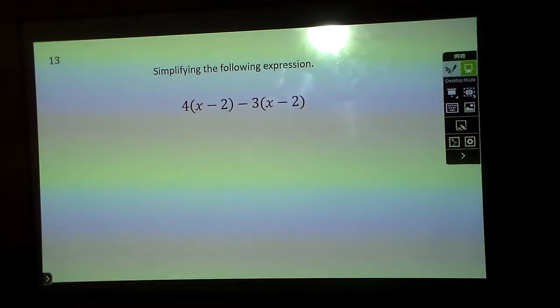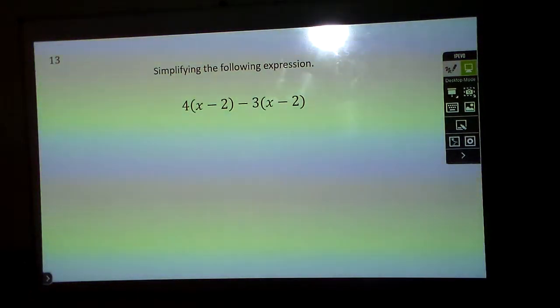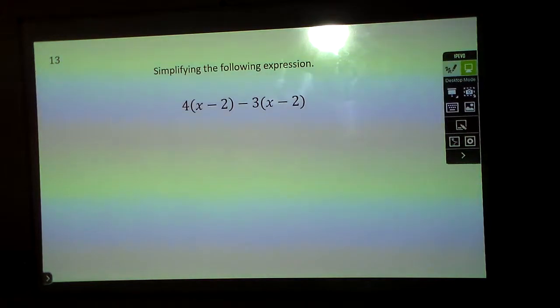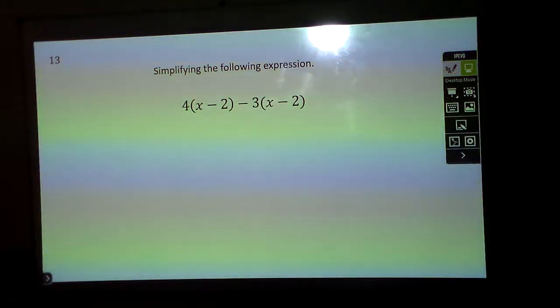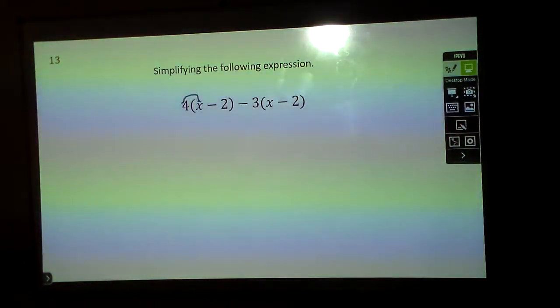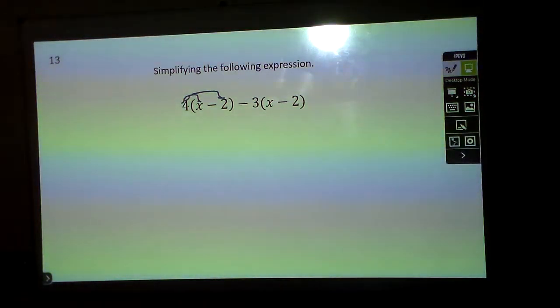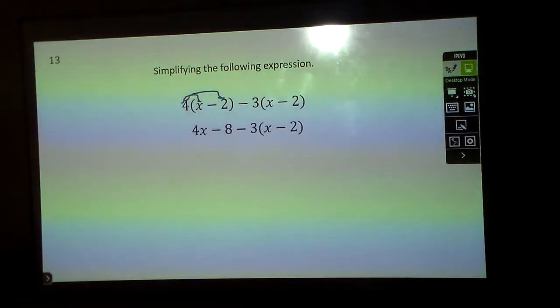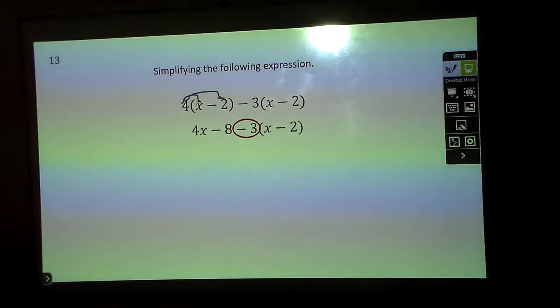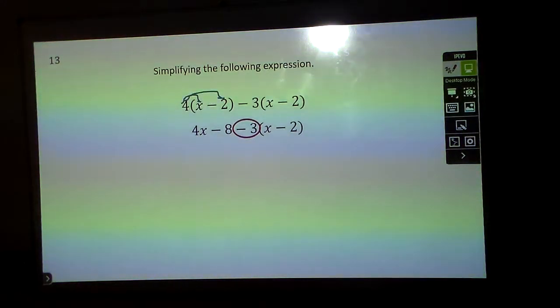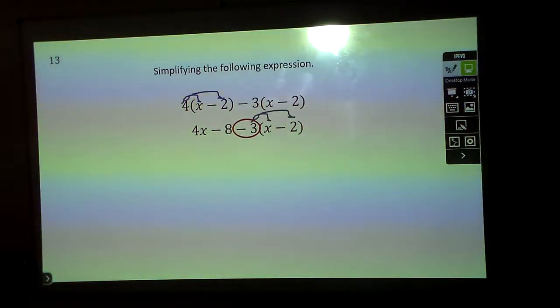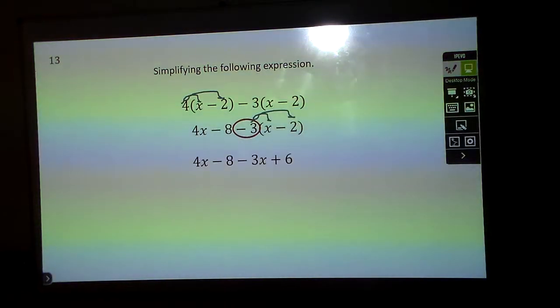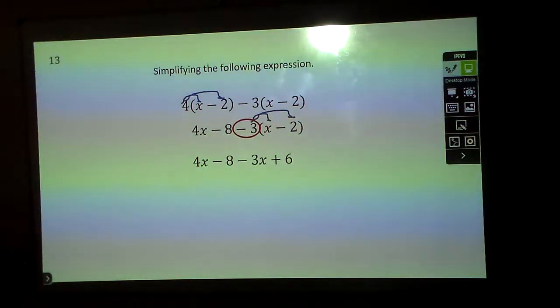Hey, we're going to simplify the following expression. These are not equals, so we're not going to be solving, we're just simplifying. So here we're going to take that 4 times the x and the negative 2, it's called distributive property, which makes 4x minus 8. And then I'm going to treat that as a negative 3 times x times a negative 2, which means I'll have a negative 3x plus 6, because negative 3 times negative 2 makes positive 6.